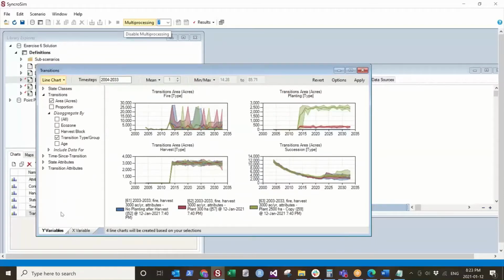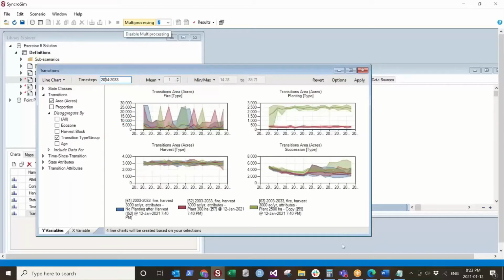Okay, so here's my 3 scenarios. The blue is no planting. The red is planting 300 hectares per year. And you can see here, there's the 300 hectares per year of planting. And the green is planting 2,500 hectares per year. And you can start to see, it's a little harder to see here, but maybe if we just change it from 2014 to 2033, you can see, and I'm just going to turn off the min and max.